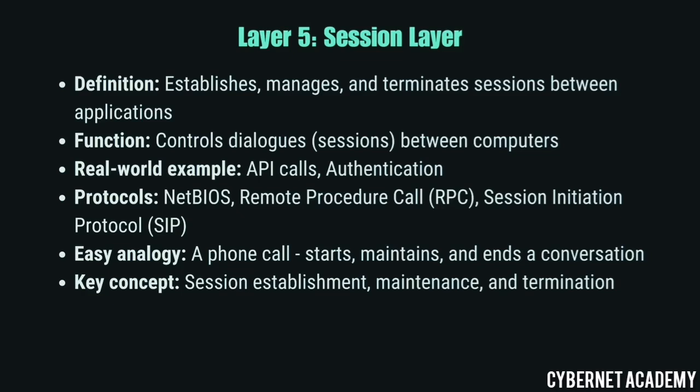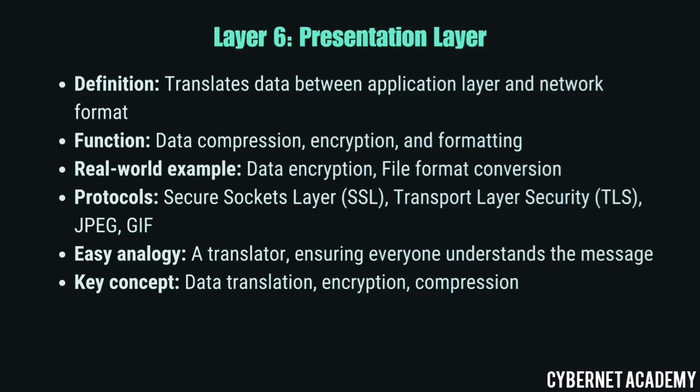The presentation layer is our data translator and formatter. Its main job is to make sure that the data from the application layer of one system is readable by the application layer of another system. This involves three main tasks: translation, encryption, and compression. It might need to translate between different data formats, encrypt data to keep it secure, or compress it to make it travel faster. Protocols like SSL, Secure Sockets Layer, and TLS, Transport Layer Security, work here, as well as data formats like JPEG and GIF. This layer ensures that regardless of differences between devices, the data remains usable.